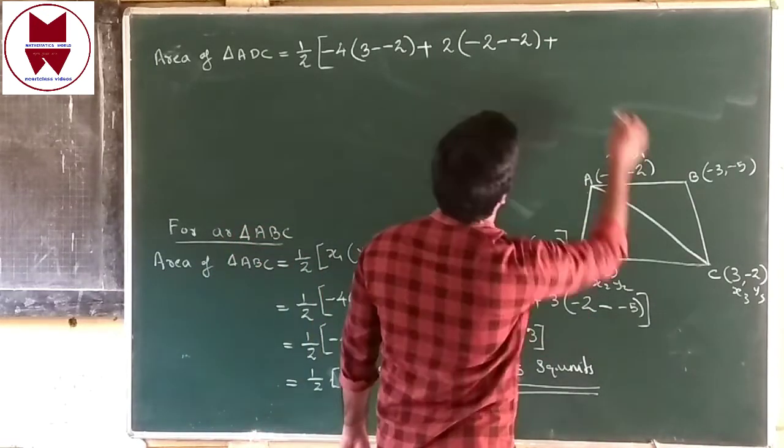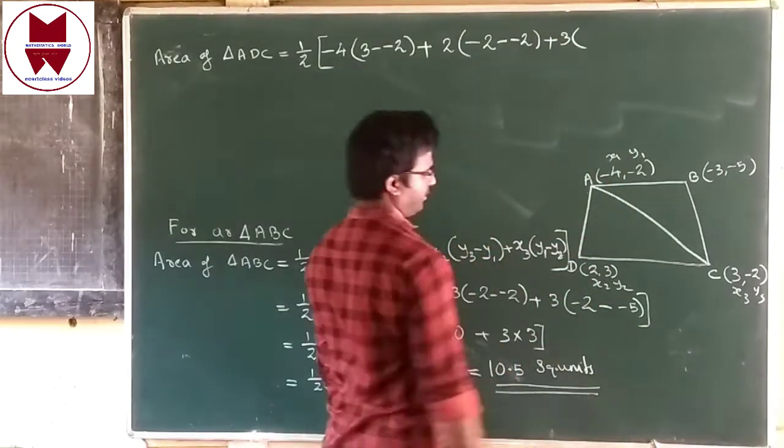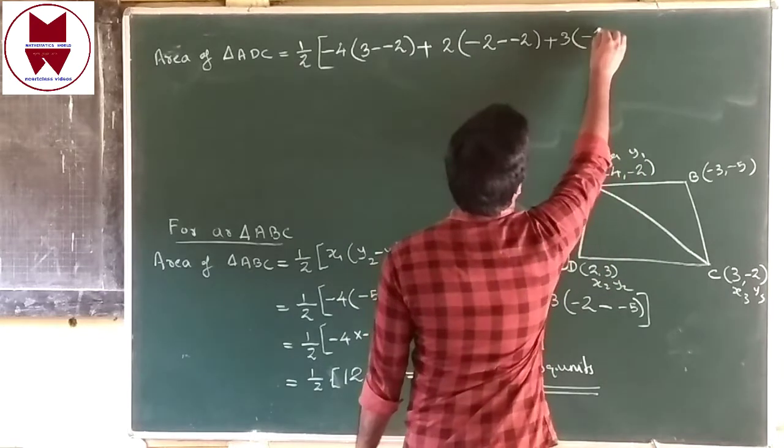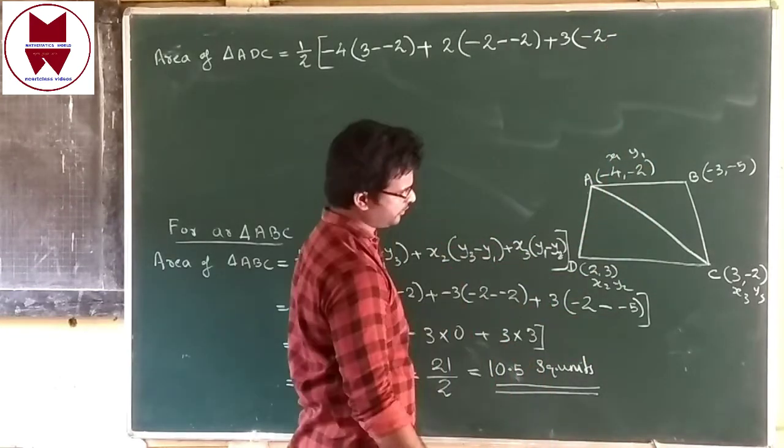x3 is in here 3. Then (y1 - y2). What is y1? y1 in here is -2. Then minus y2. y2 is 3.